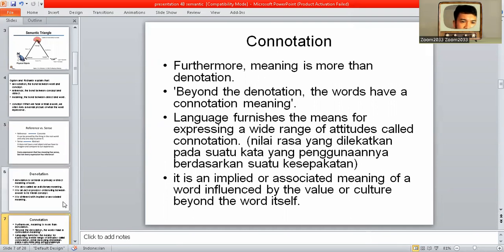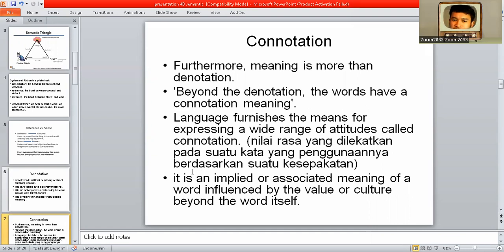After denotation, we have connotation. So what is connotation? Connotation is when the meaning is more than denotation, something beyond the denotation itself. The words have a connotative meaning. So this is how we use language: language expresses a wide range of attitudes, called connotation.